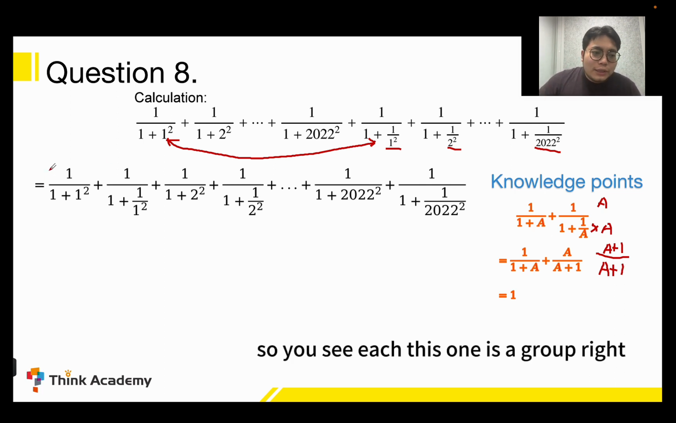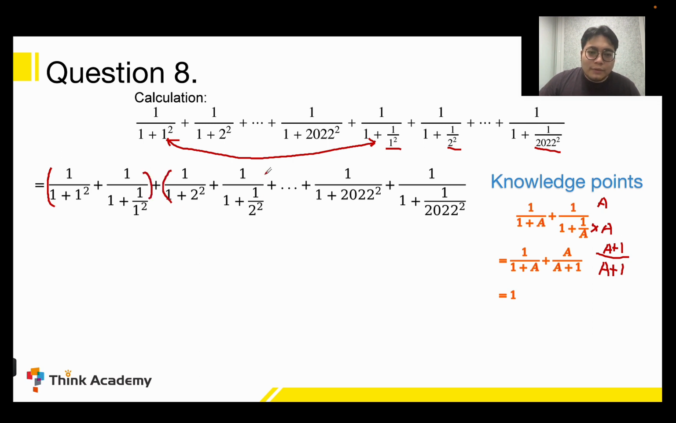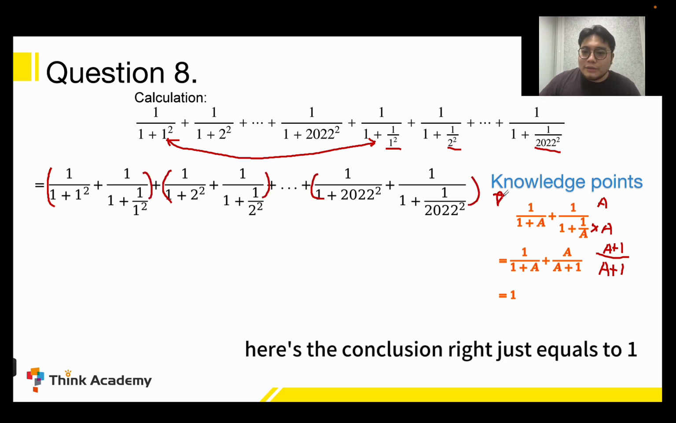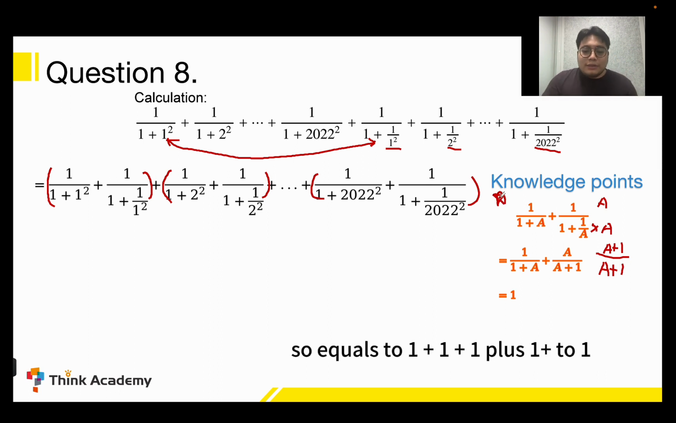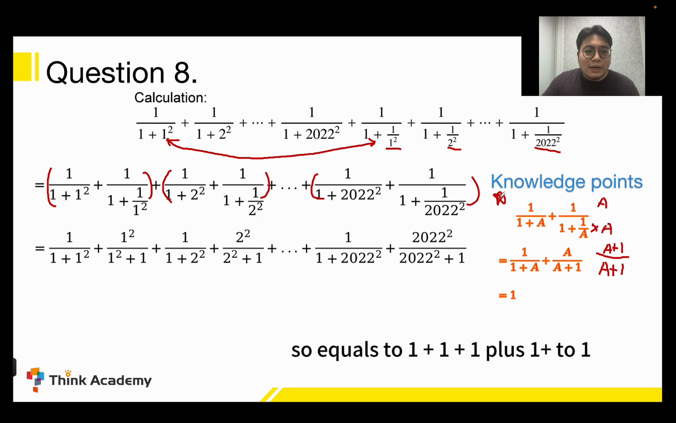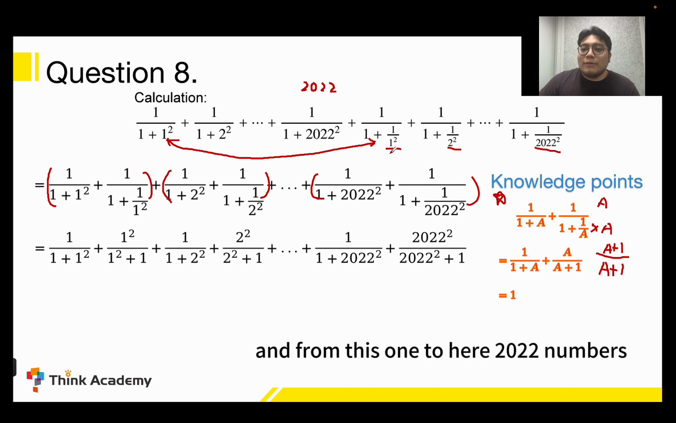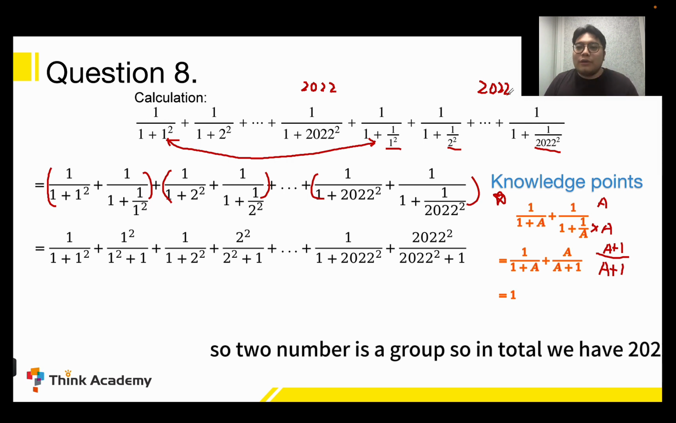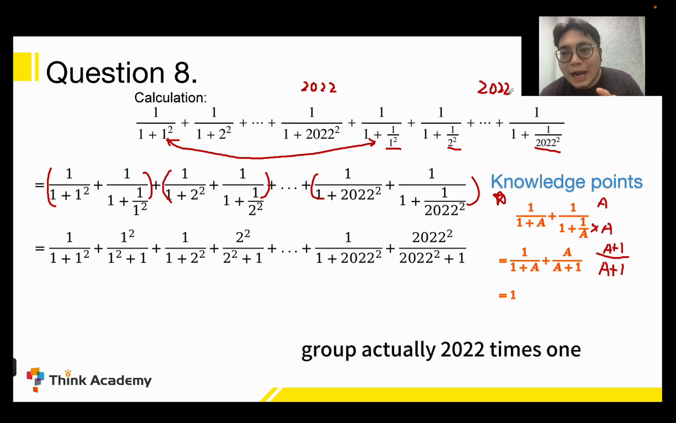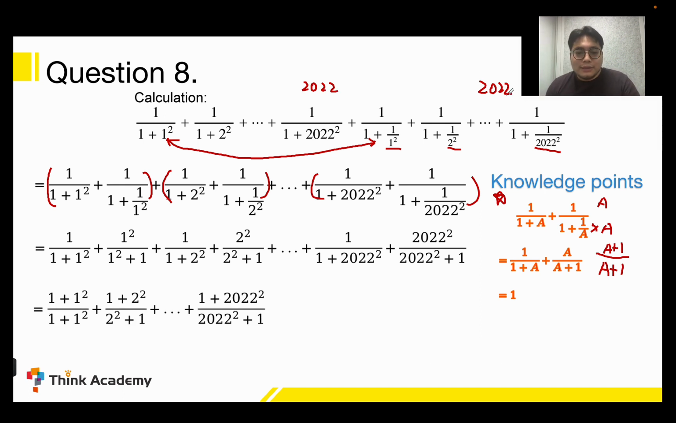You see, this one is a group, right? Each group, by the conclusion, just equals 1. So it equals 1 plus 1 plus 1 plus and so on, plus 1. Also, I can rewrite it to separate it. The next step is to calculate how many 1s we have. From here we have 2022 numbers, and from this one to here, 2022 numbers. Two numbers make a group, so in total we have 2022 groups. That's 2022 times 1, so the final answer is just equal to 2022.